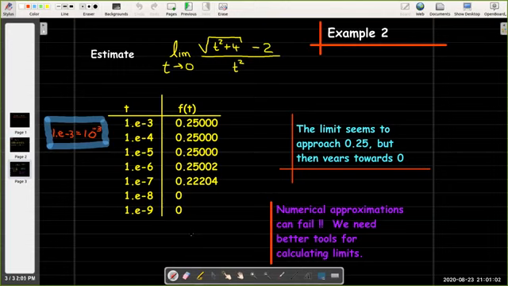So we do have limitations with numerical approximations. And so we are going to need to develop some better tools for calculating limits.